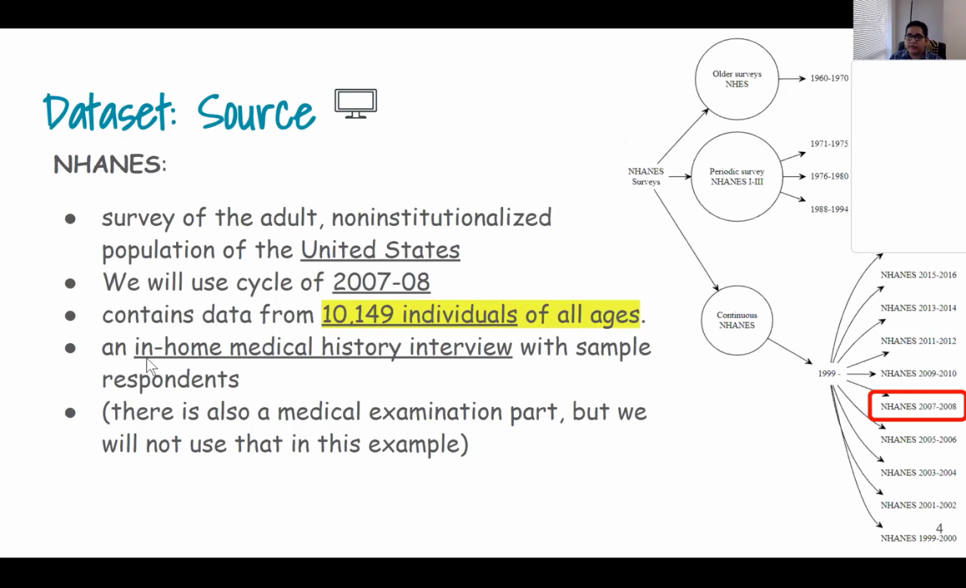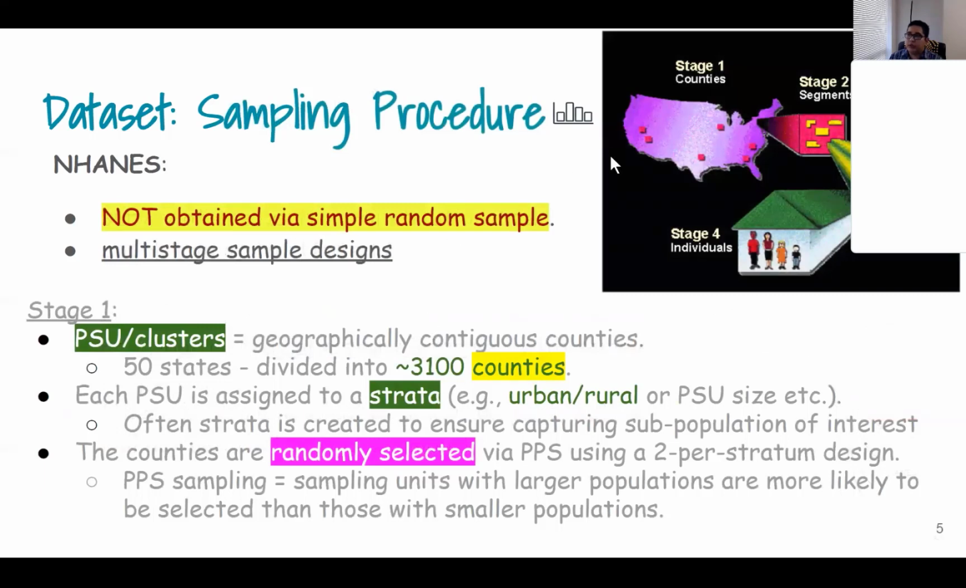Usually everybody participated in an in-home medical history interview, and there was a medical examination part, going to the lab, where the participants were giving samples. But that was another layer of the interview. For the purposes of today's lecture, I'm just going to focus on this in-home medical history interview. This sampling is done in 4 different stages.